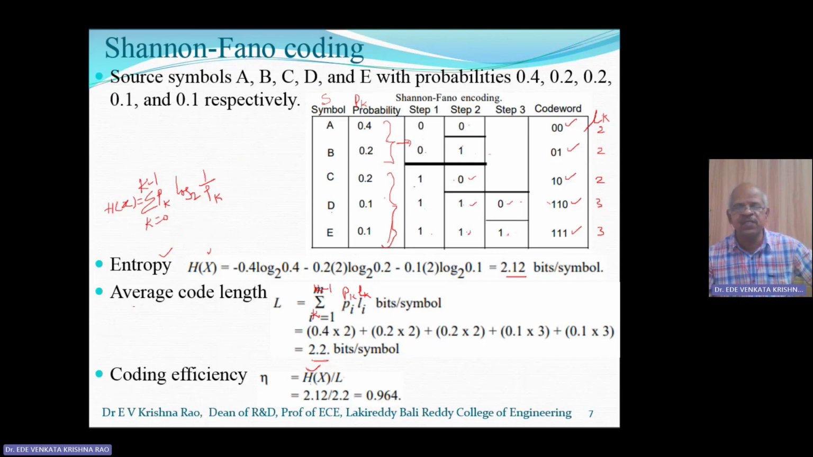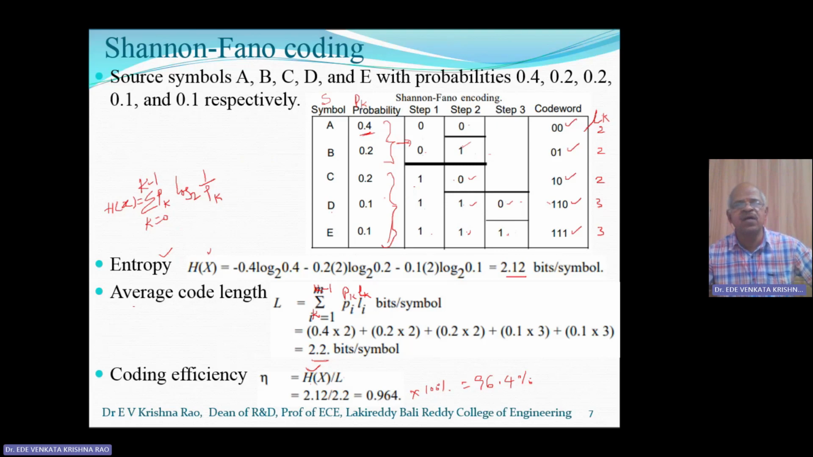So the efficiency is entropy divided by average code length, 2.12 by 2.2, which is 0.964. In percentage, that is 96.4%. So the efficiency is slightly decreased because the highest probability symbol, with 0.4, is encoded with 2 bits, similar to symbol B with 0.2 probability. That is why the slight difference is there. That is the coding efficiency.